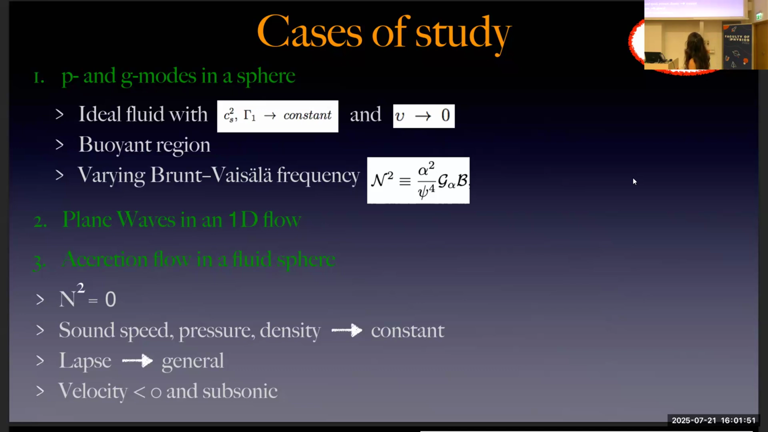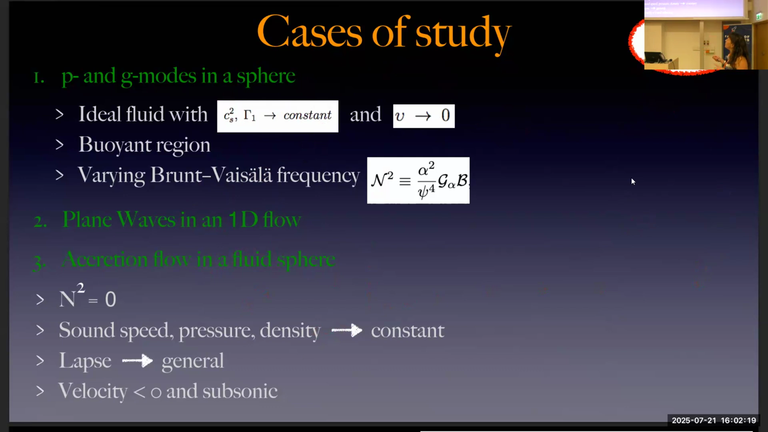So we consider 3 different cases of study. The thing that you cannot see up here says that l is equal to 2, because this is the one we're interested in for gravitational waves. So in the first case, we are going to have an ideal setup in order to get P and G modes in a sphere. And here we consider an ideal fluid where the sound speed and the adiabatic index are constant, while for this case, the velocity, the effective velocity, is still 0.